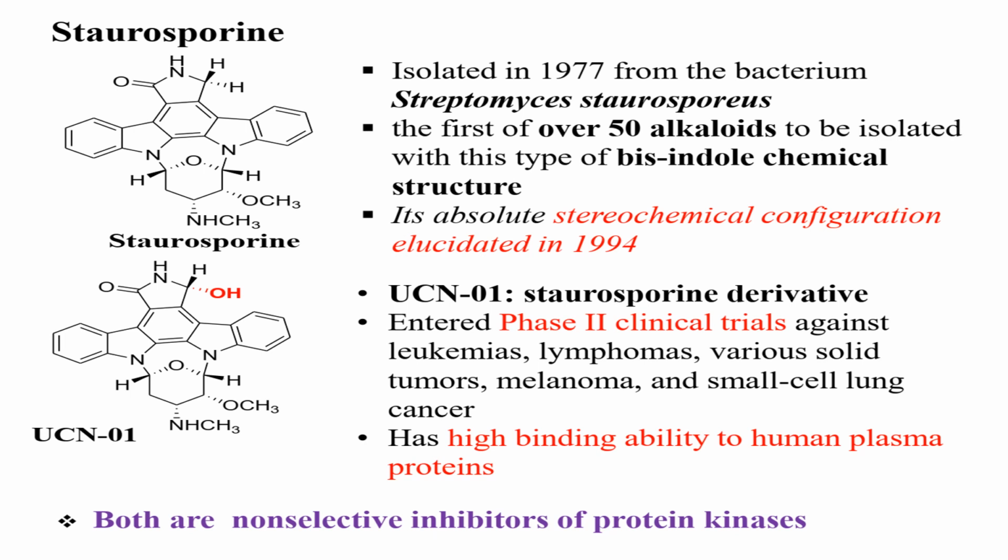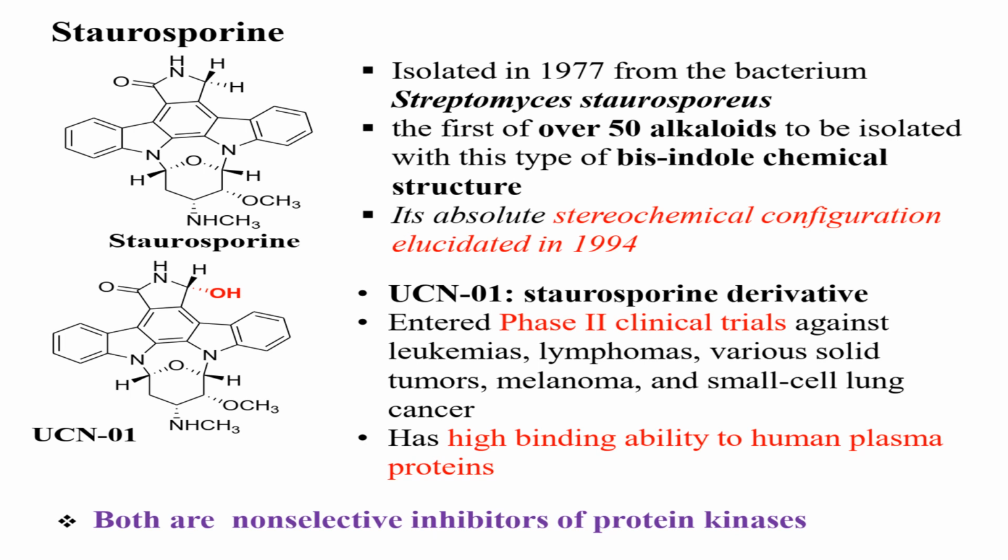Staurosporine was isolated in 1977 from a bacterium, Streptococcus, and is the first of over 15 alkaloids to be isolated with this type of base, indole. Its chemical structure and stereochemical configuration were elucidated in 1994, and this UCN-01 staurosporine derivative entered clinical trials against leukemias, lymphomas, and various solid tumors, melanoma, and small cell lung cancer. It has high binding ability to human plasma protein. Both are non-selective inhibitors of protein kinases actually.